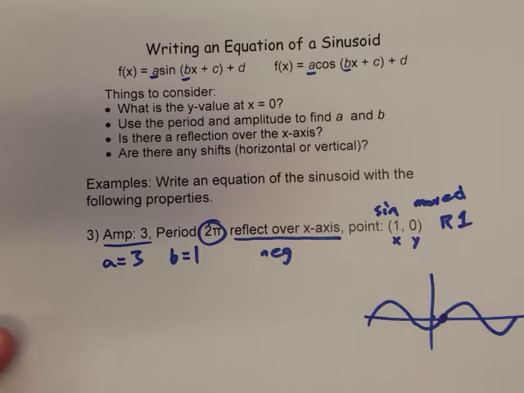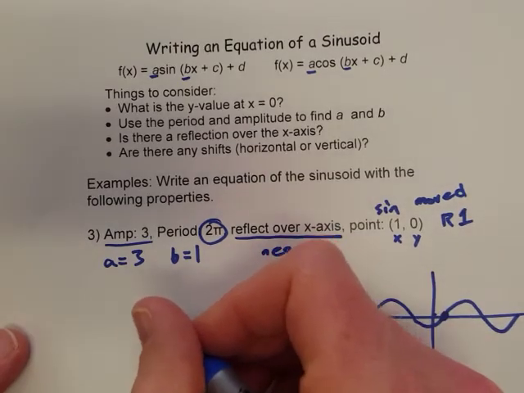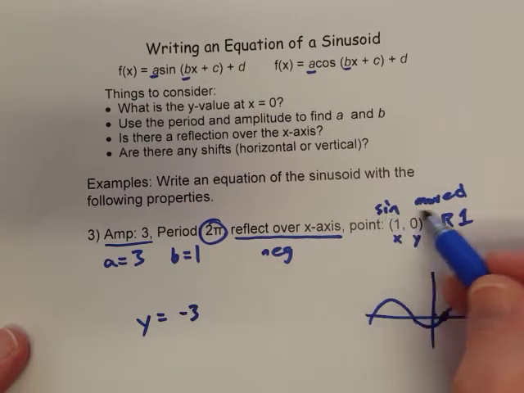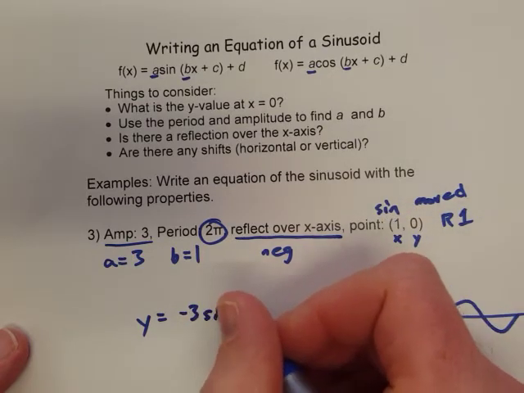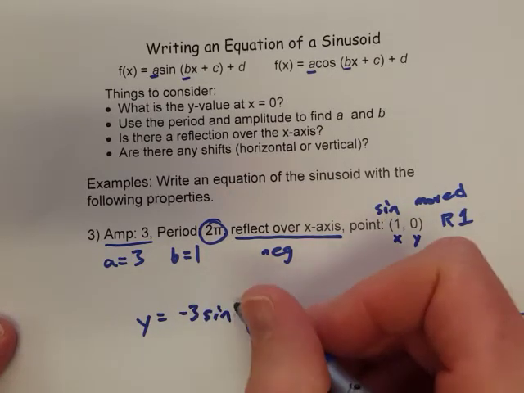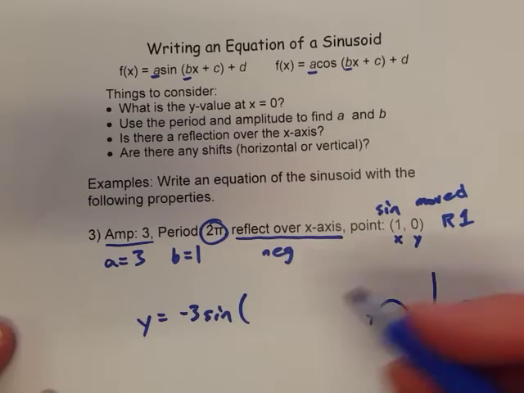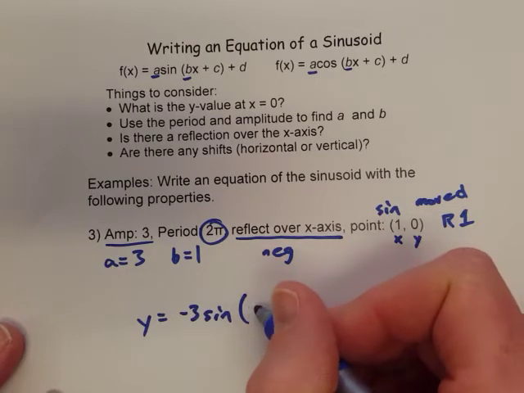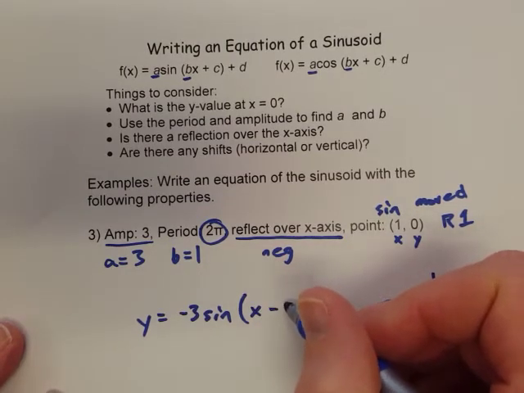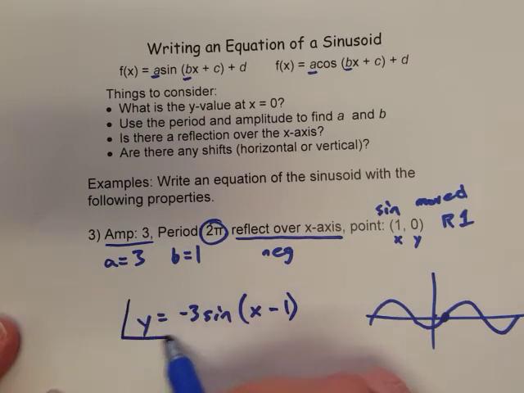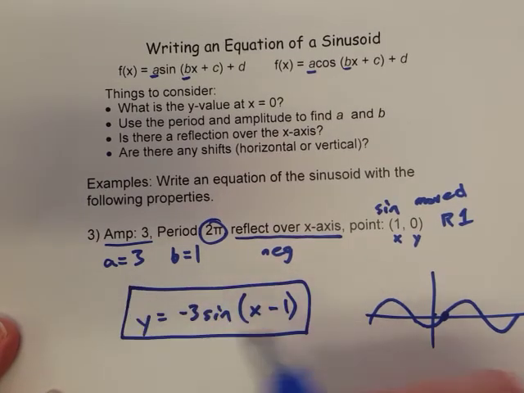Knowing all that now, we can put it together. We had the negative and we had the 3 out in front. We just determined that it was sine. And then to make something move right by 1, to make that transformation in pretty much any function, we do x minus 1 on the inside because 1 will make that equal to 0. So that's a tricky one.